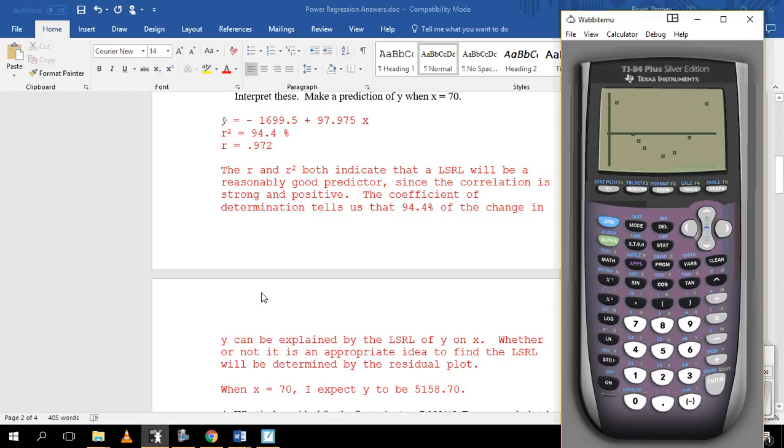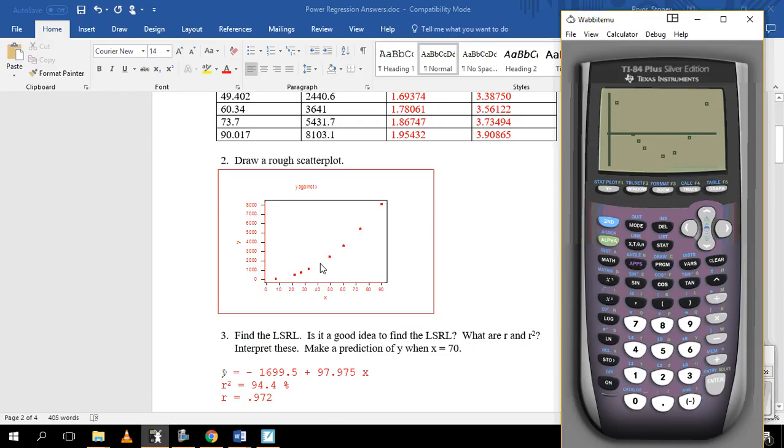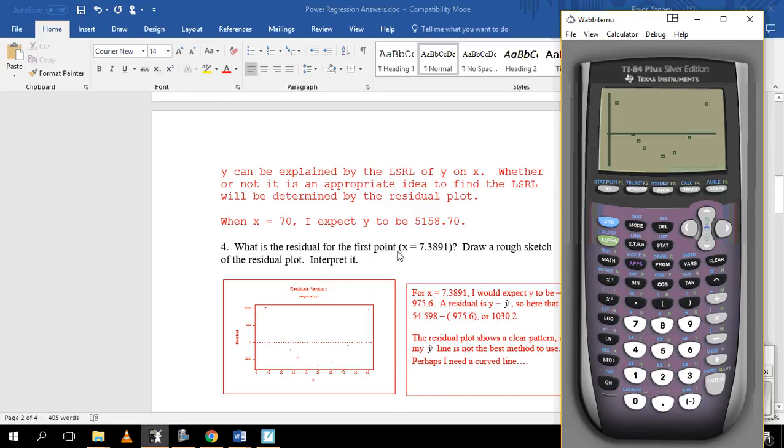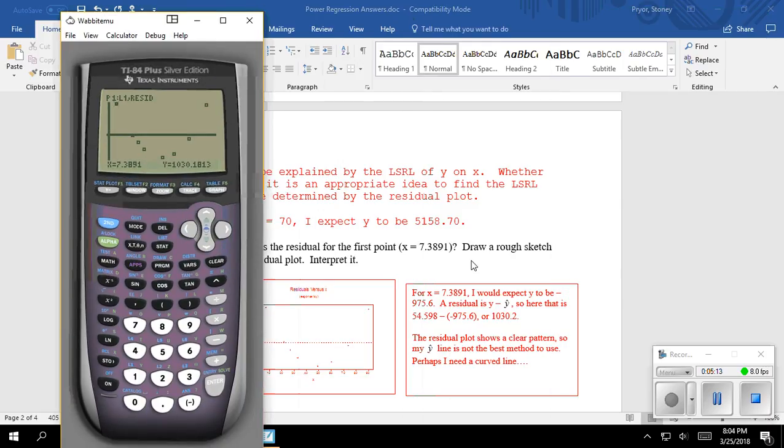Of course, I knew that because back at the beginning, I could see, even with my own eyes, the curve right here. Find the residual for the first point. You can hit trace and see the first point at that is 1030.2. That's the residual. You also see in my notes here that I showed what would happen if I plugged in the values and used the equation. I could calculate it the same way.